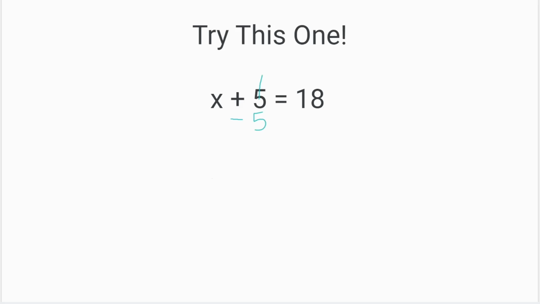This allows us to cancel our 5's here on the left. We have to do the same thing on the right. Again, minus 5. This leaves an x here on the left-hand side and allows us to do our subtraction on the right. 18 minus 5 leaves me with 13. And that problem is solved.